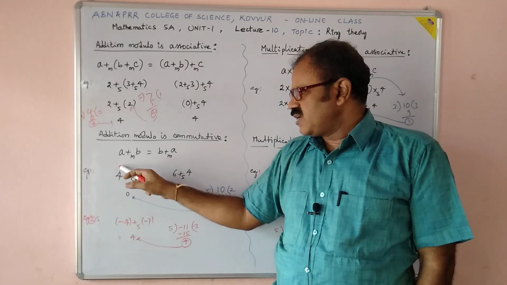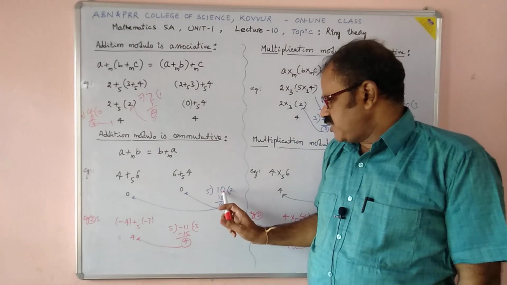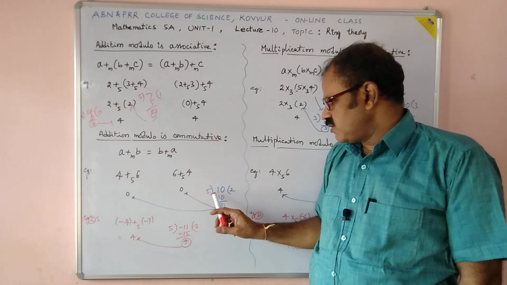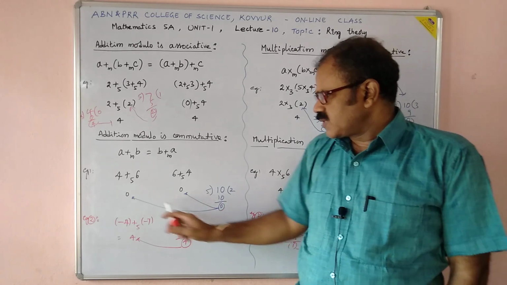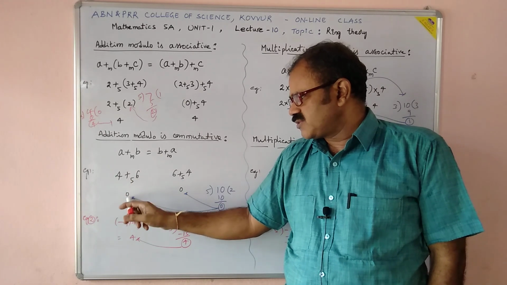First add 4 and 6. What is 4 plus 6? 10. Divide 10 by 5, since this is addition modulo 5. 5 twos are 10 and the remainder is 0. So the value of 4 addition modulo 5 6 is 0.